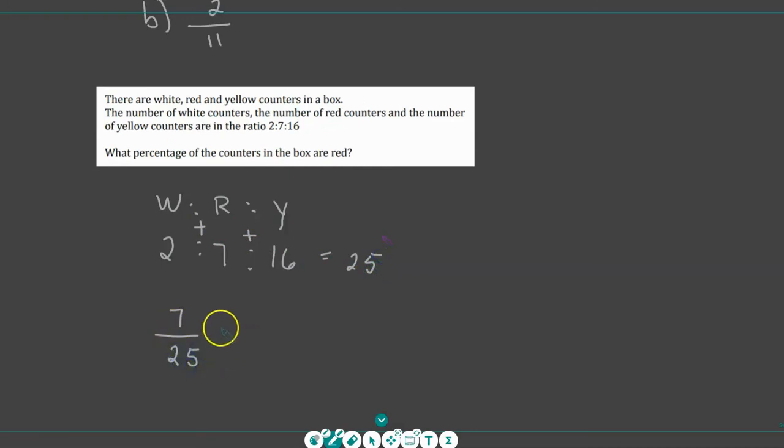To change this into percentage, you can divide 7 by 25, then multiply by 100, or as 100 is a multiple of 25, you just change 25 to 100 by multiplying by 4. So 25 times 4 is 100. Do the same to the numerator. 7 times 4 is 28. So the percentage of the counters in the box which are red is 28%.